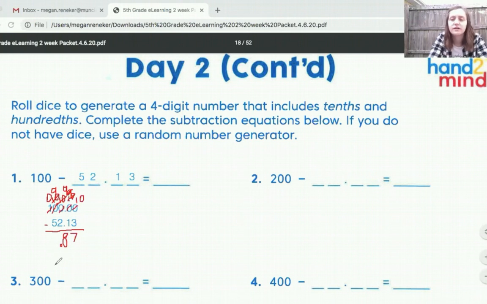We got to make sure we bring down that decimal point. That's very important when you're doing decimal subtraction or addition. You need to have that decimal in the answer there. So we bring our decimal down and go over and we look at 9 minus 2. 9 minus 2 would be 7. Then we're going to look at the 9 minus 5. 9 minus 5 gives us 4. So our final answer here is 47 and 87 hundredths. Okay.